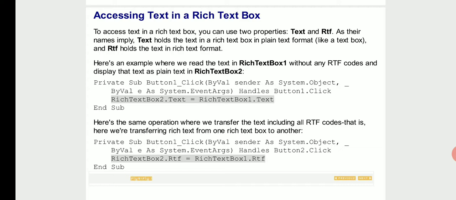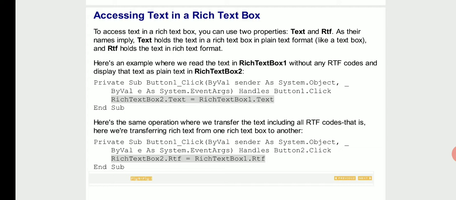Okay, so here is one example. We read the text in RichTextBox1 without any RTF codes and display the text as plain text in RichTextBox2. So we have RichTextBox1 and RichTextBox2, two rich text boxes. When you click Button1, RichTextBox2.Text equals RichTextBox1.Text. So we are copying the text of RichTextBox1 to RichTextBox2. The copied text will be in a plain text format, because we have used the .Text property.